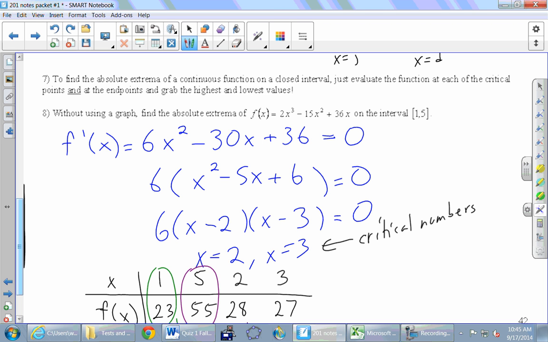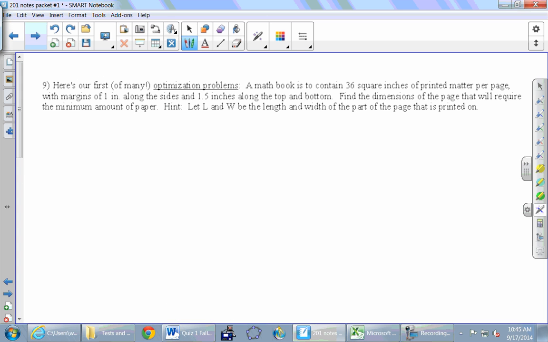Okay, so moving on to the next page, I'm gonna take a look at number 9. Here is our first of many optimization problems. It's 36 square inches of printed matter, with margins on the sides. Find the dimensions of the page.